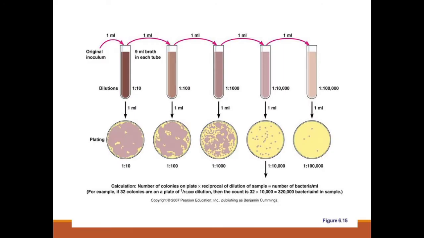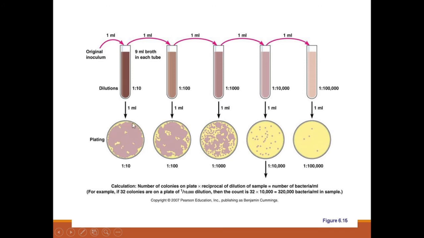Okay, and this is a technique. You can see it is a diagrammatic representation of the technique. That's the original inoculum, the first sample. If it is a soil sample or a water sample, you add 1 ml. Then from that, you take 1 ml and transfer it to 9 ml tubes of sterile saline. That becomes 1 in 10, then 1 in 100, then 1 in 1000, 1 in 10,000, 1 in 1 lakh, like that. After that, you take 1 ml from each tube and pour it into a plate.